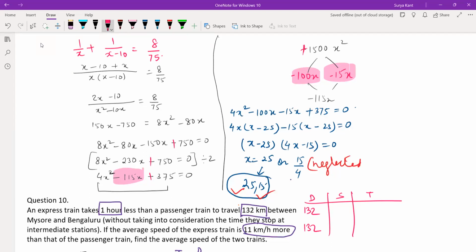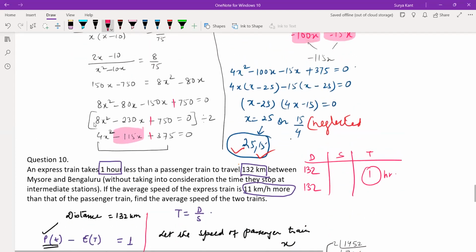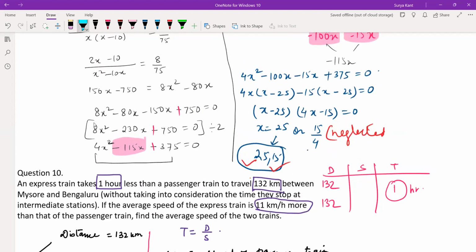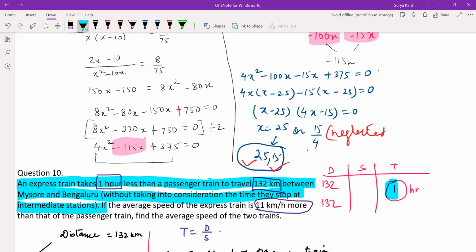The difference between the express train and the passenger train is how much? 1 hour. Clear? So how do you find the time? Distance by speed. Right now we don't know the speed, right? The first line is clear to us. An express train takes 1 hour less than the passenger train, so we have written here 1. To travel how much distance? 132 kilometers between Mysore and Bangalore. This part got over. Everything is clear now.